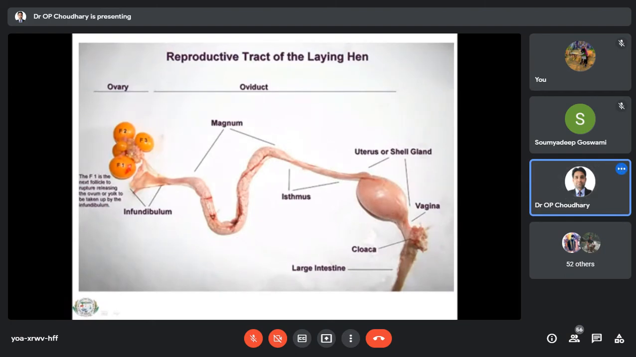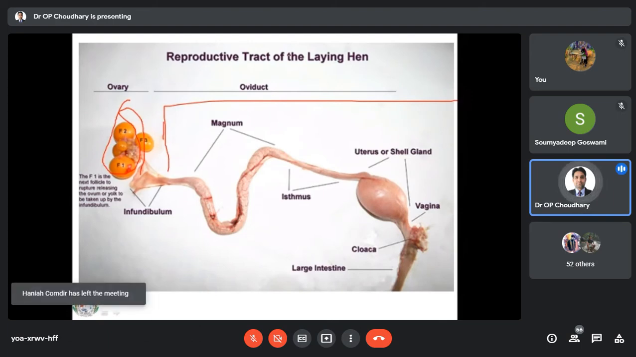Then in case of the birds, very, very important, the oviduct usually consists of 5 parts. You can see here, these are the ovaries. They are present in the form of bunches of grapes, and the remaining part is the oviduct. So there are 2 structures in the reproductive tract of birds, that is ovary and oviduct.